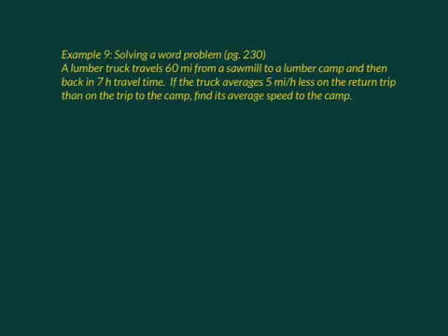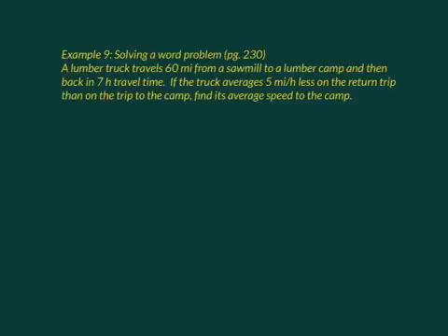Alright, example 9 in our textbook is a word problem. We have a lumber truck that travels 60 miles from a sawmill to a lumber camp and then back in a 7-hour travel time. If the truck travels 5 miles per hour less on the return trip than on the trip to the camp, find its average speed to the camp. So we're trying to find how long it takes to get to the camp. It's 60 miles from the sawmill to the camp, and we know that on the ride home, it goes 5 miles per hour less than on the way there.